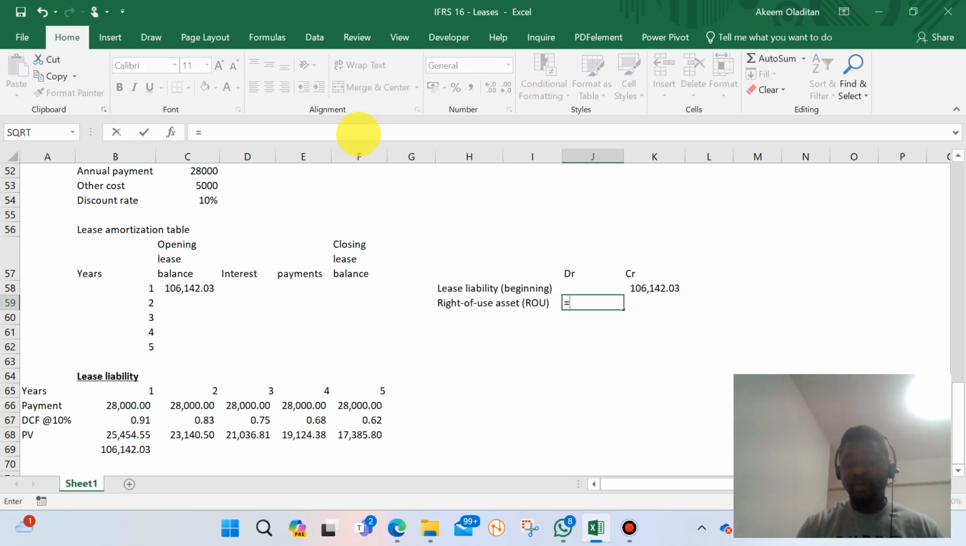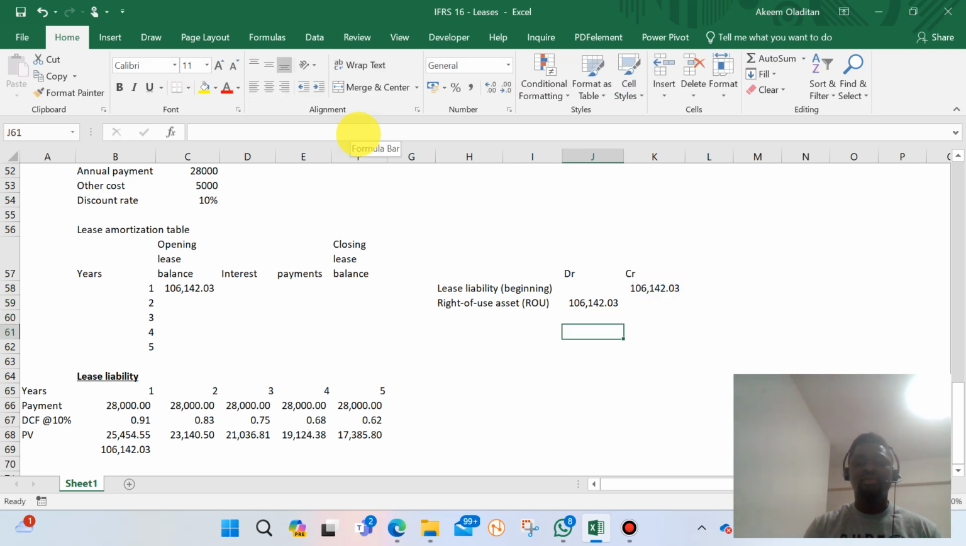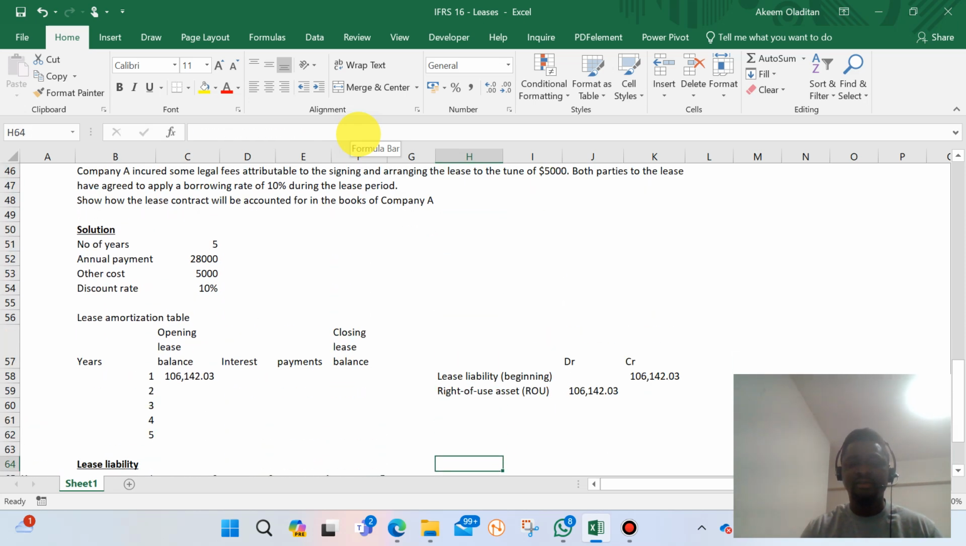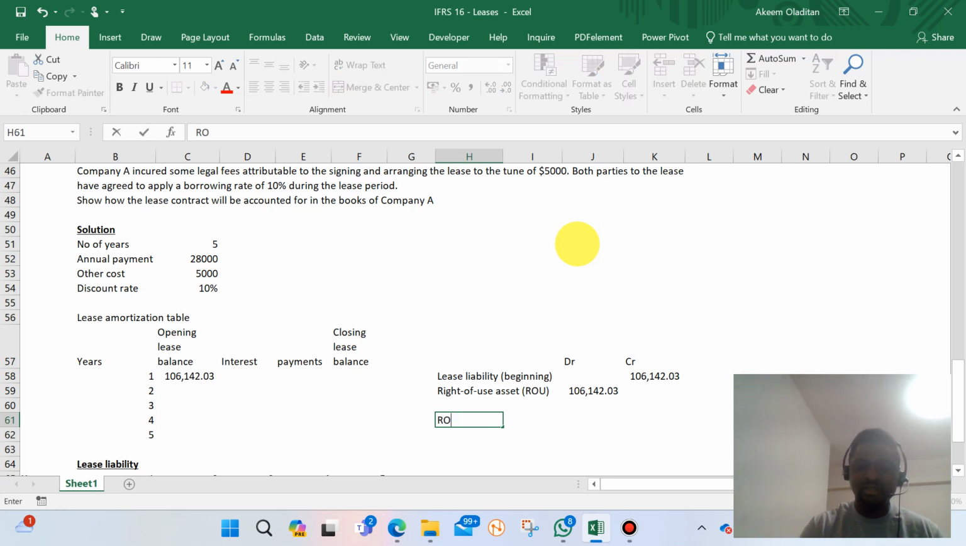Oh, the same amounts. Yeah, that's it. So before we go further to do anything else, the question also says that Company A incurred some legal fees attributable to signing and arranging the lease. So that amount was spent. That $5,000 was spent. So what we'll do is debit right of use asset, ROU assets. Let me copy that amount. That is journal 1.